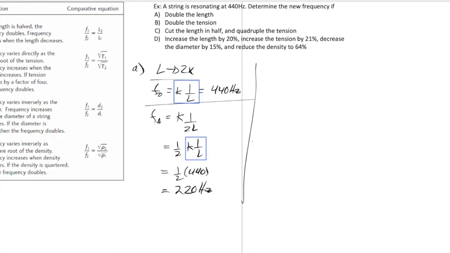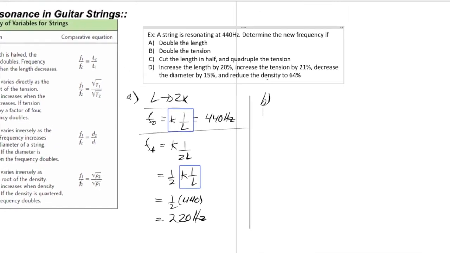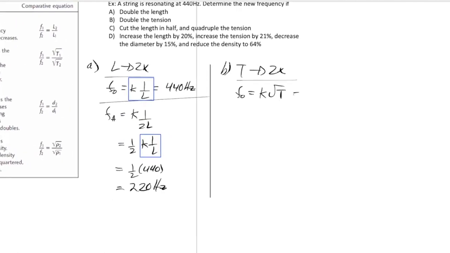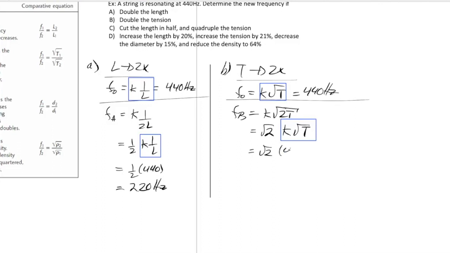Cool. Let's do part B. And let's not be lazy and make that an actual straight line. Okay, part B, we double the tension. So tension times 2. Again, we start off with our F naught, and we use the appropriate equation, and that's going to be K times the square root of the tension. So there's our tension formula, and we know that that is equal to 440 hertz. Now in part B, we doubled the tension, so that's going to be K square root of 2T. I'm going to take the 2 out, so that becomes the square root of 2. I'm taking a factor of the 2, but it's in a square root, so I've got to bring that out front. And I've got K square root of T. Doing our pretty blue box business, I replace K square root of T with 440, because K square root of T is equal to 440, and I get 622 hertz.